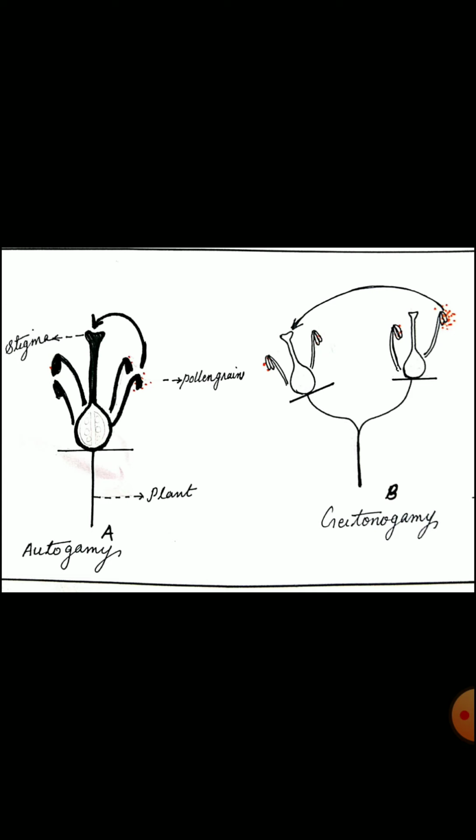This is the diagrammatic representation that shows self-pollination. Transfer of pollen grains from one flower to another flower of the same plant, that is self-pollination. Another diagram also shows self-pollination: transfer of pollen grains from anther to stigma of the same flower. These are the two different types of self-pollination.